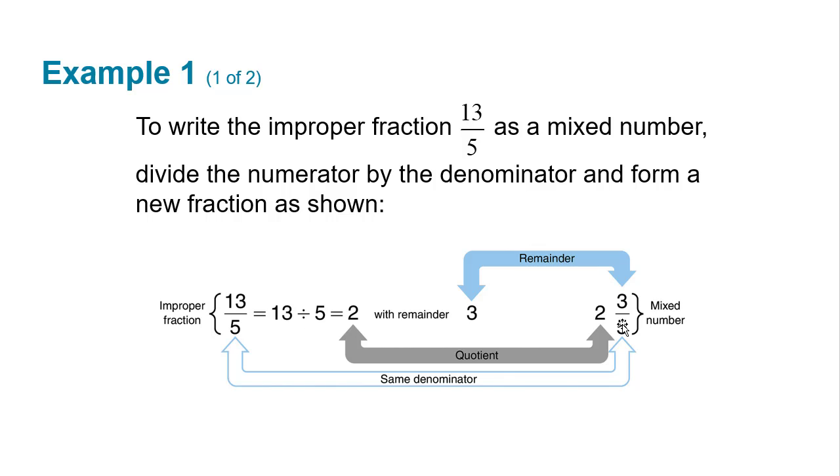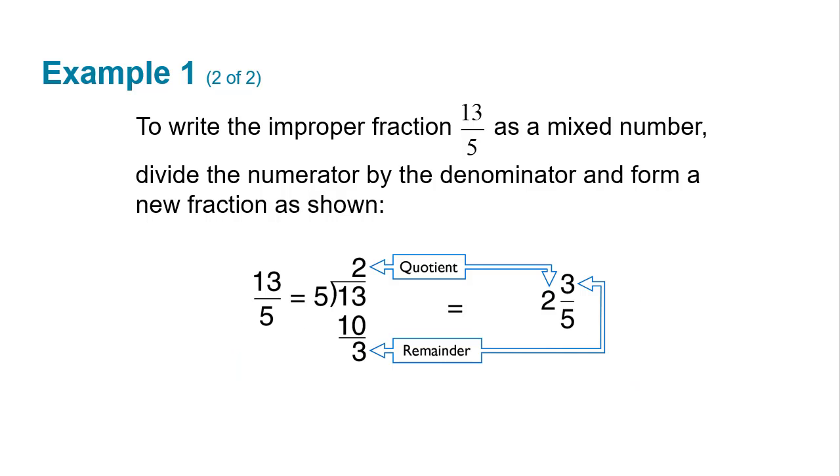It's just that simple. Now, if it's bigger numbers and you don't know how to do division in your head, you can always set it up as long division. 5 into 13 goes 2 times. 2 times 5 is 10. Here's my remainder of 3. And so there's my number of whole things. The number on top is how many whole things I have. And then the remainder goes back on top of the same denominator, because that's how many leftover fifths we had.